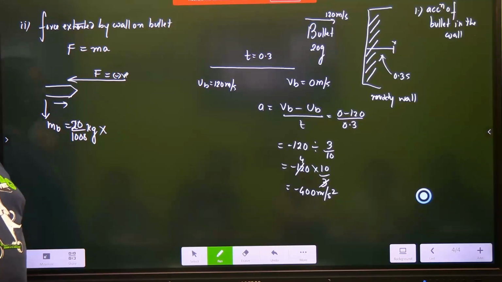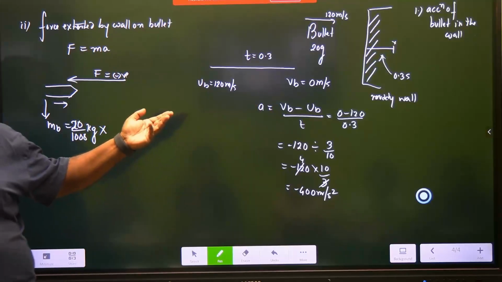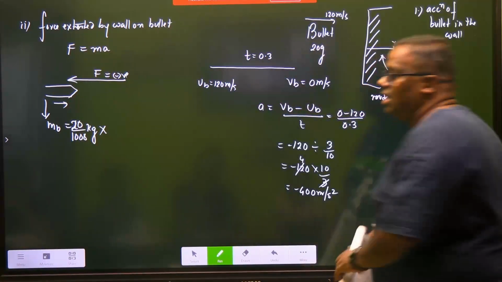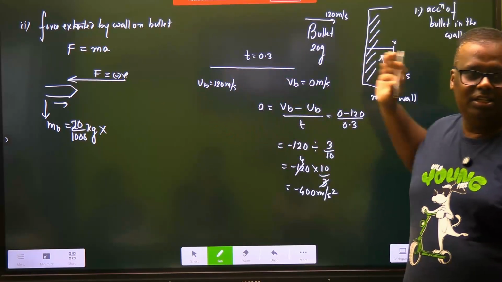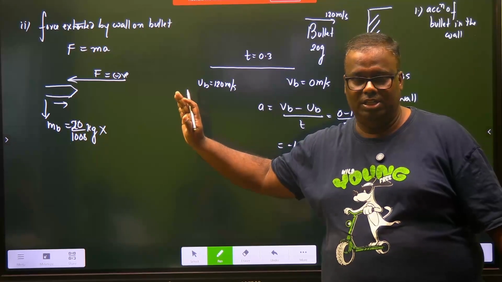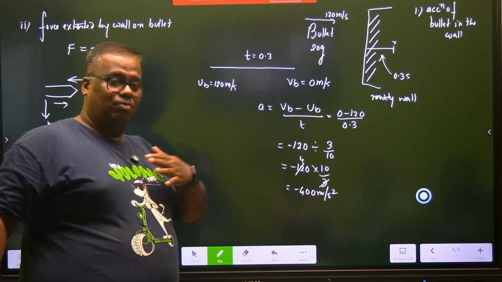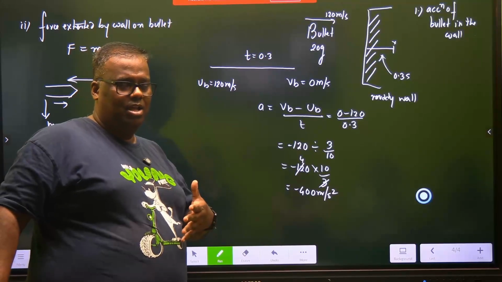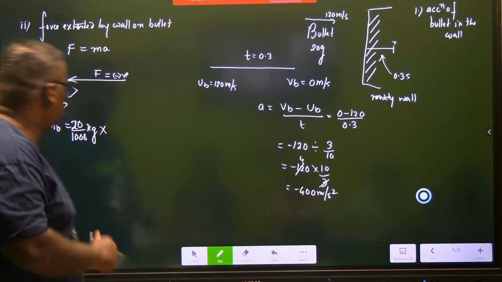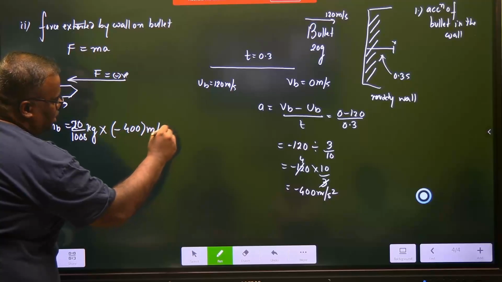Children many times get confused to say, sir, should I report a plus answer or should I report a minus answer? I would say like this. Bullet is facing an acceleration of how much? Negative. So that means if somebody is giving the force from this side, the acceleration should be positive 400. But I'm supposed to solve the problem from the perspective of the bullet. My velocity, my mass is so and so, and I am facing a negative acceleration. So my acceleration is how much? Negative 400 meters per second square.